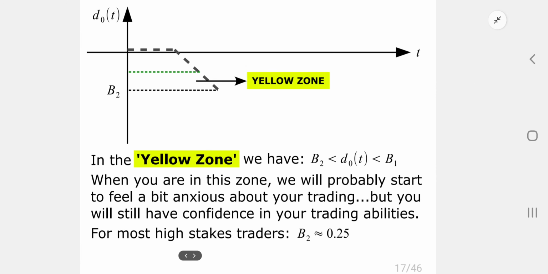In the yellow zone, we have B2 is less than D0 of T, which is less than B1. When you are in this zone, you will probably start to feel a bit anxious about your trading, but you will still have confidence in your trading abilities. For most high-stakes traders, B2 approximately equals 0.25.